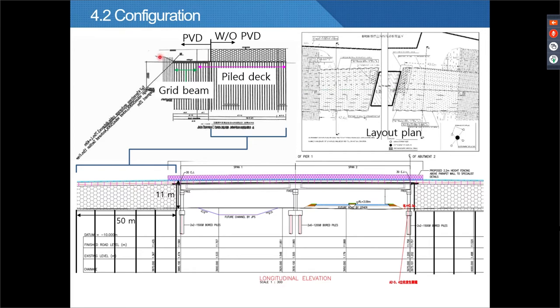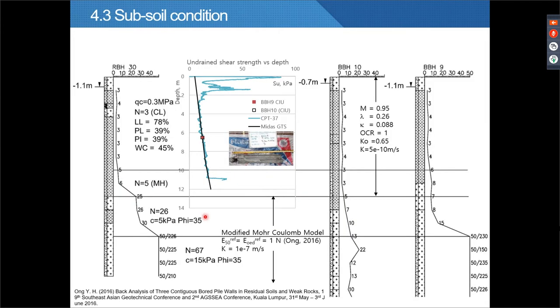The earth embankment was reinforced with high strength textile, and below the embankment, there are PVD. The extent of the reinforced soil wall is 50 meters. The soft clay is about 10 meters thick. The undrained strength of the soft clay is about 10 kPa and increases with depth to 20 kPa. Below the soft clay is firm clay, followed by residual soils. The soft clay was modeled by using the Cam Clay model, and the residual soils were modeled by using the Modified Mohr-Coulomb model.